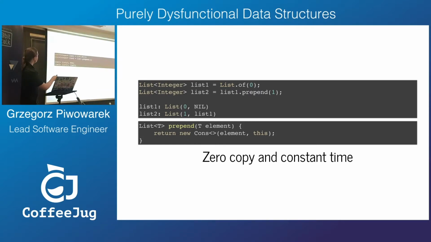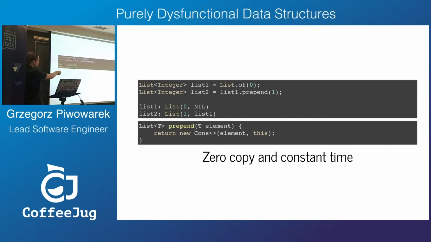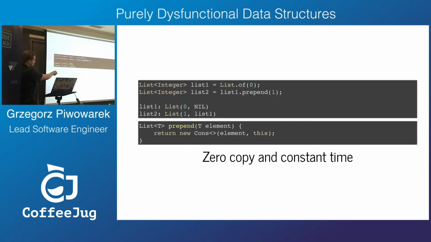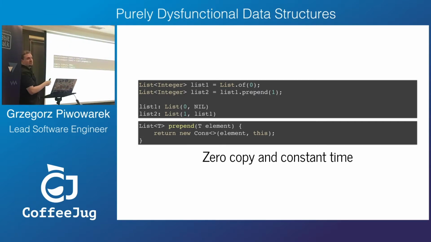So, as you can see, we create a simple list containing just one element. We create another one by prepending one element to it. So the first list will be just a list containing a zero pointing to nil, which is the sign that points to nothing, a one element list effectively. The second list has one element but points to the first list instead, which points to nil, which means that's the end of the list.